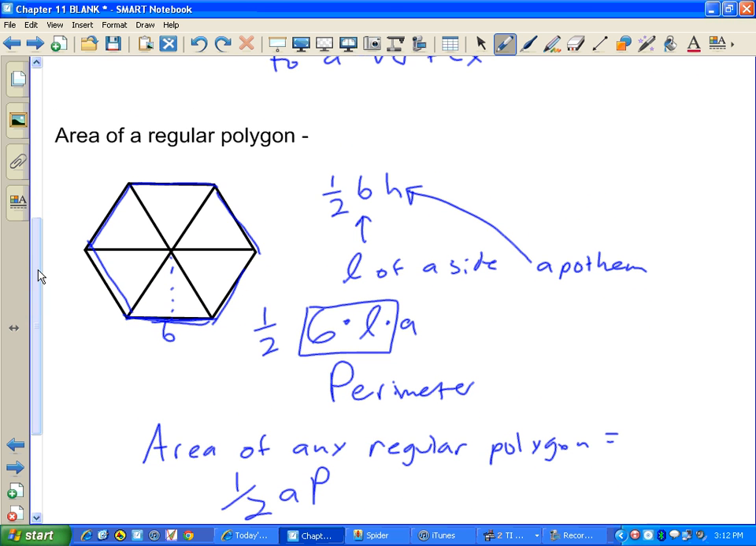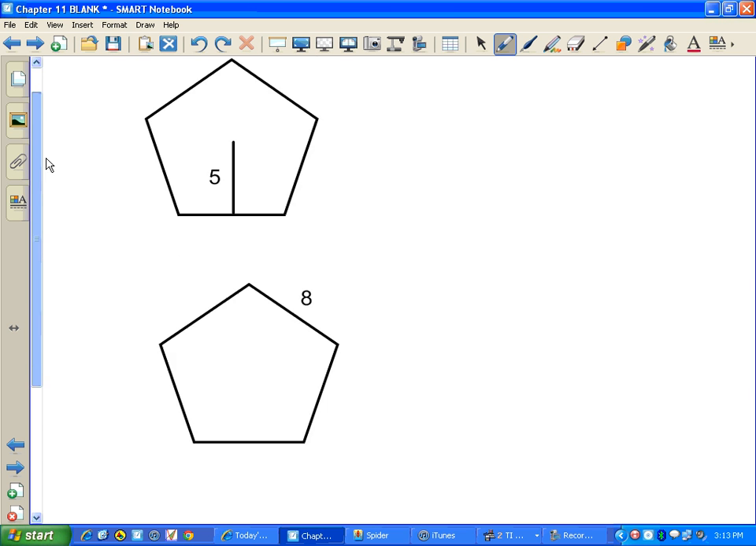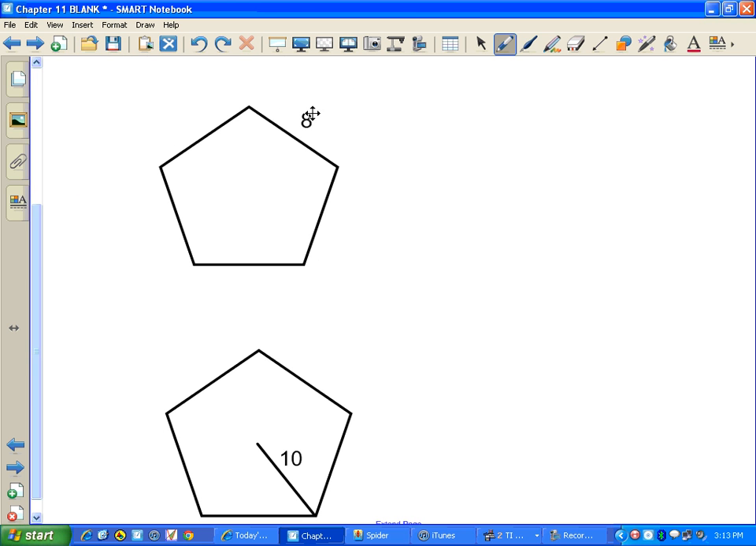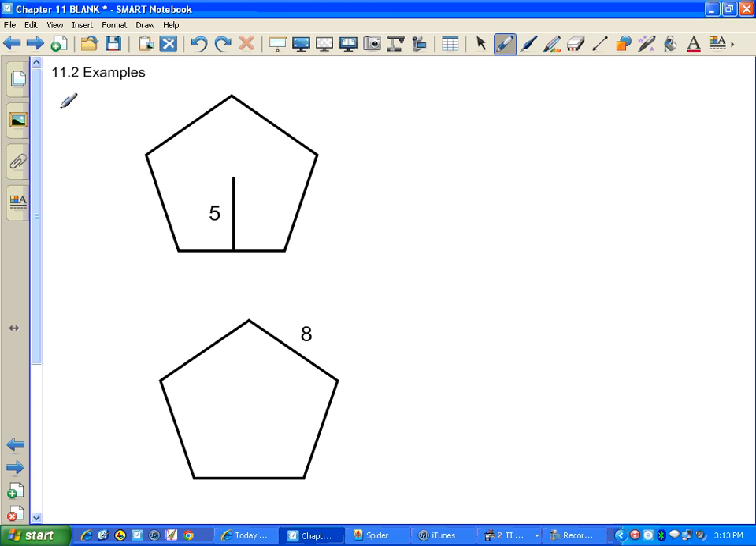Okay, so now let's look at some examples and see how we can find our apothem and our perimeter in different cases. I've got 3 cases here. These are the only 3 cases that you're ever going to be presented with. They're either going to give you the length of your apothem, the length of a side, or the length of the radius. So let's take these one at a time and see what we have to do.